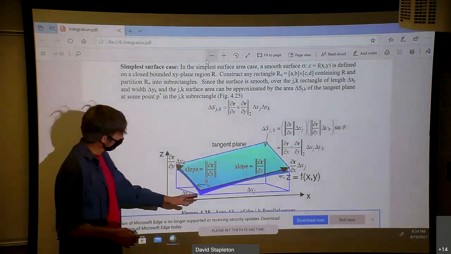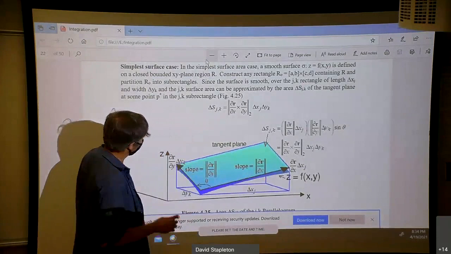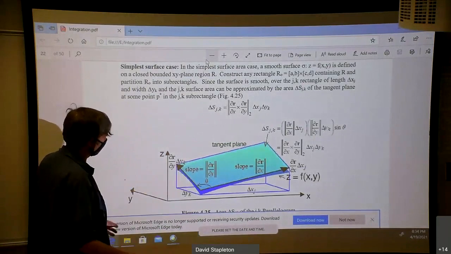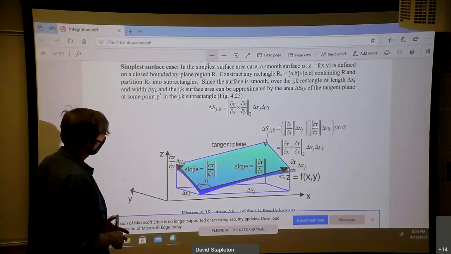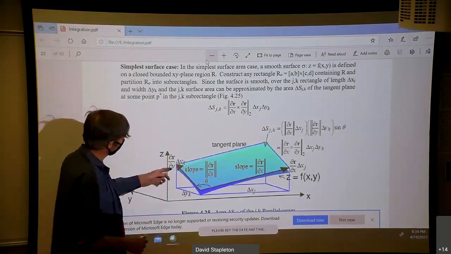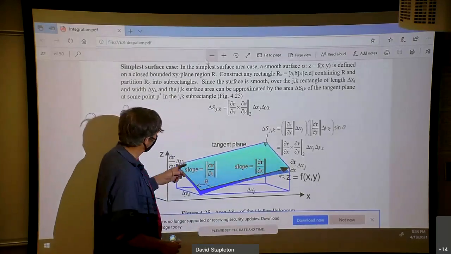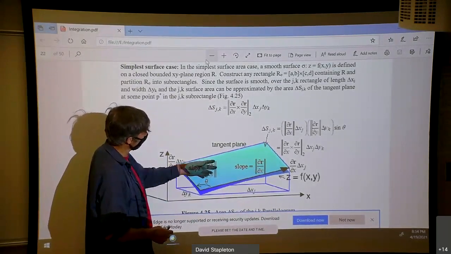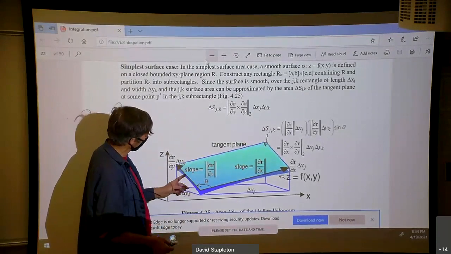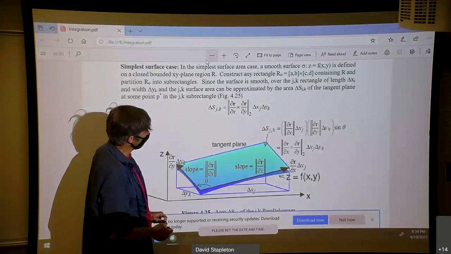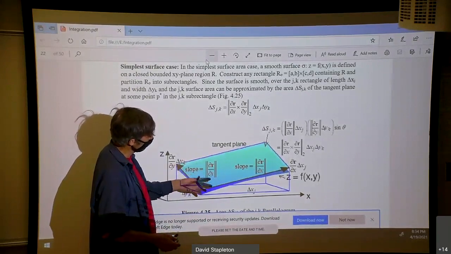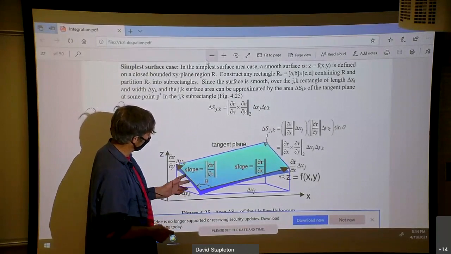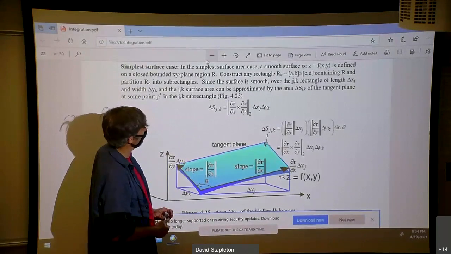Suppose I have a new surface underneath here, and I want to estimate the mass of that surface if it's got a varying density over it. What can I do? Well, approximately it's this little tangent plane here. If I take the area of the tangent plane times an estimated constant density, I can estimate the mass of the surface.